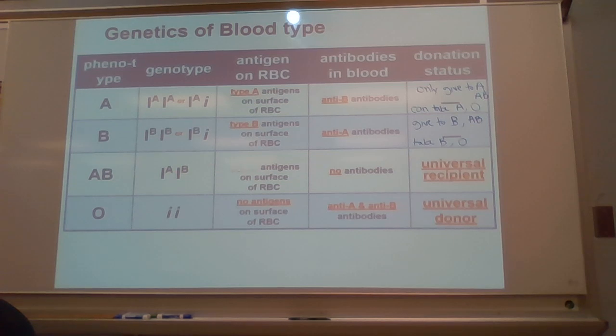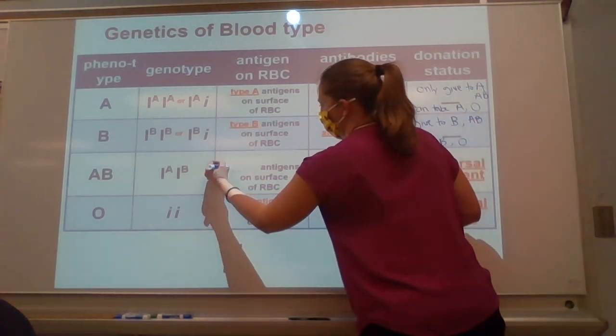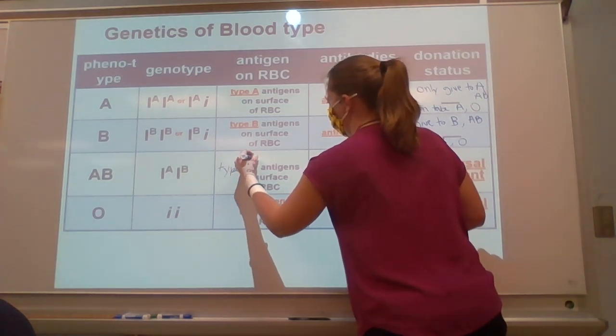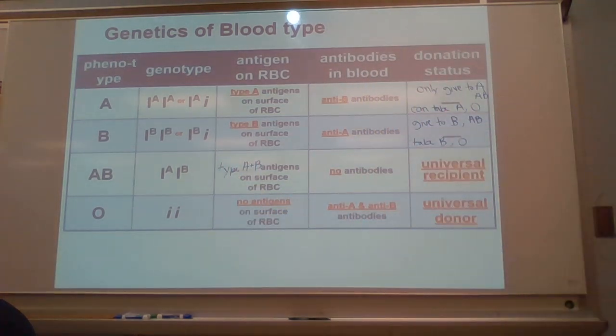You would have both type A and B antigens on your surface. And so you're not going to form antibodies to either A or B because your blood cells have both. So your body's not going to attack any blood cell that comes into your body with A or B antigens. And so this individual would be known as a universal recipient. So that means if you need blood, you can take any blood type, either A, B, AB, or O, because you don't have any antibodies that are going to attack the antigen.